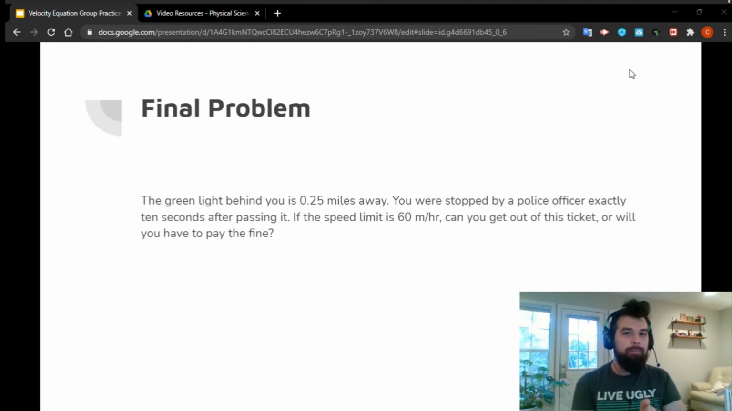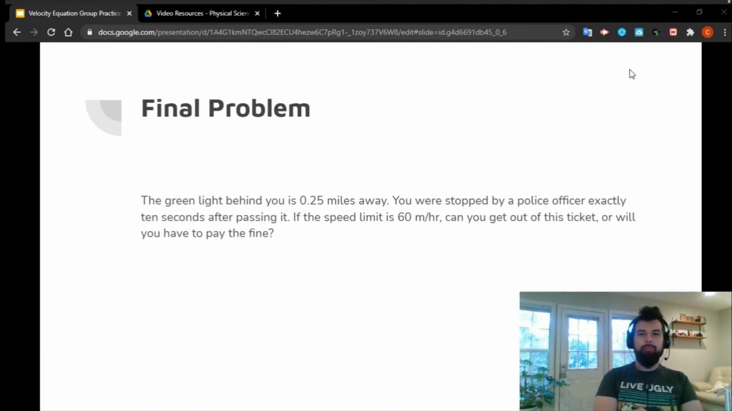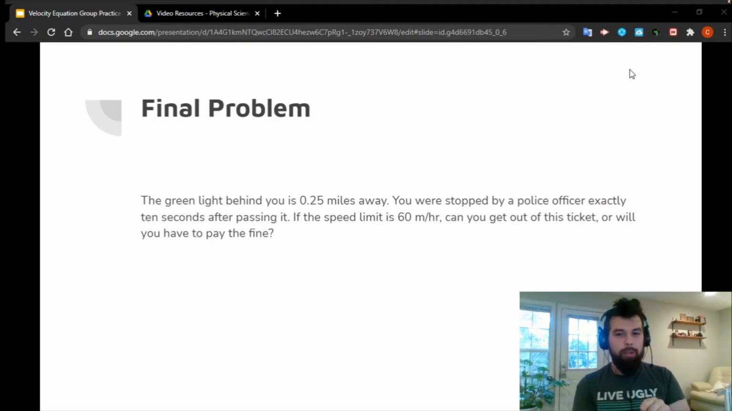Now here is my challenge to you. Solve this problem and leave your answer in a comment on the assignment, and I will tell you if you are correct. It's particularly challenging because your time has been given in seconds, but your velocity is given in miles per hour. I'll let you guys puzzle through that.